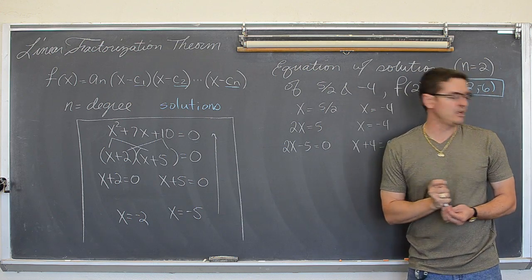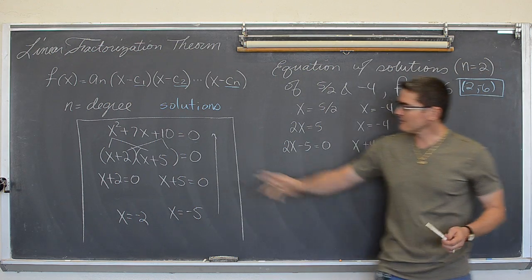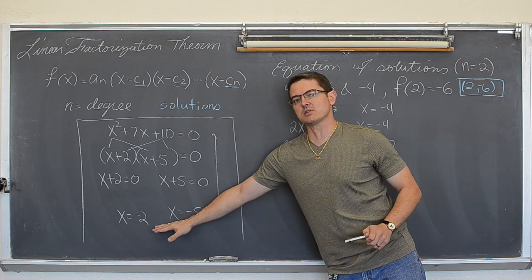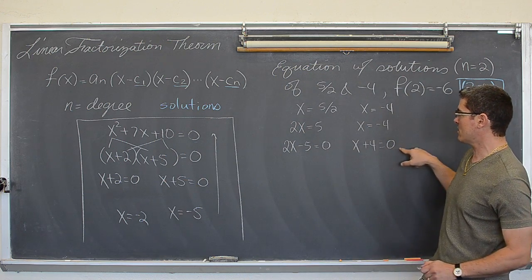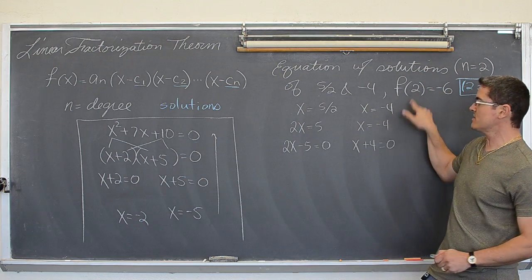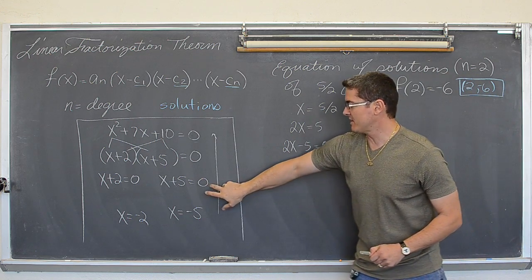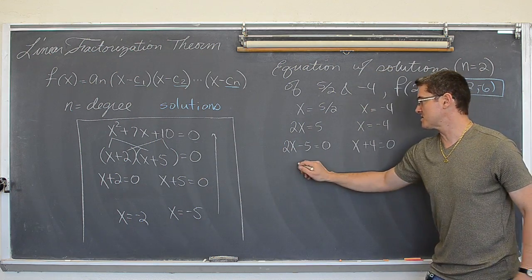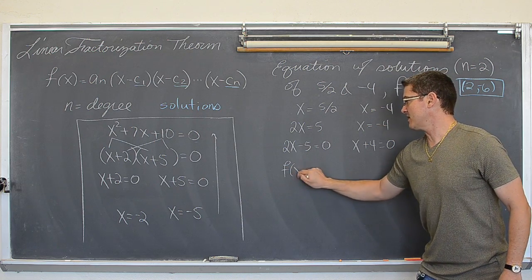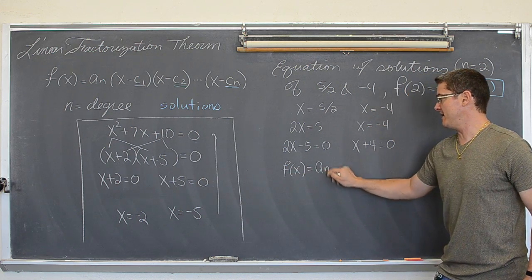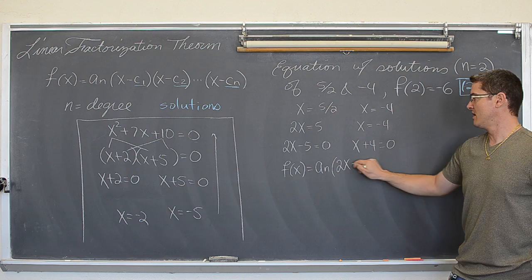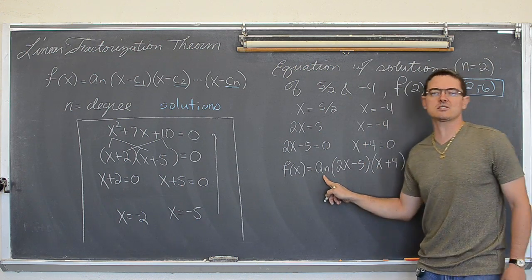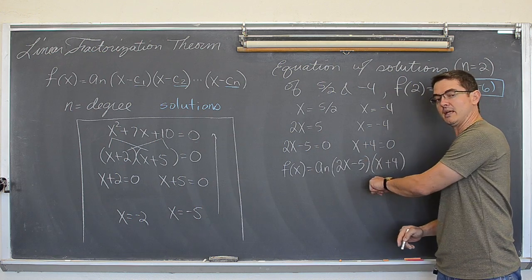Well, again, what do you do when you're factoring? You factor, you set each factor equal to 0, and then you solve each one of those little equations. So right now in my work of trying to take the solutions and come up with the polynomial, I'm at this step right here. Now I want to go up the factorization process and say f of x equals a sub n times 2x minus 5 times x plus 4. Don't worry about the a sub n right now. We'll deal with that after we get all this cleaned up.